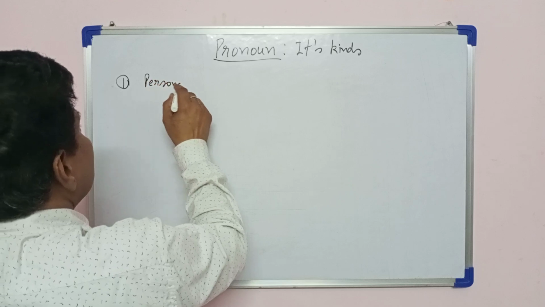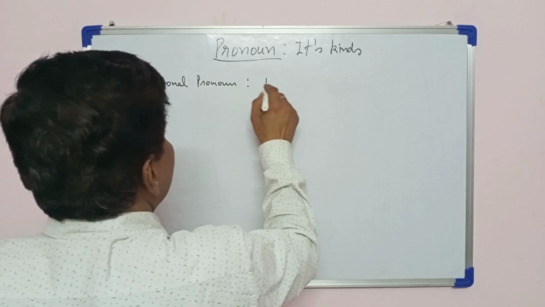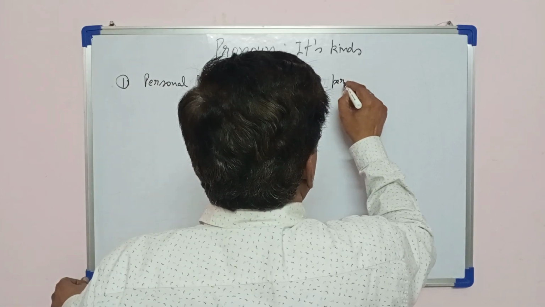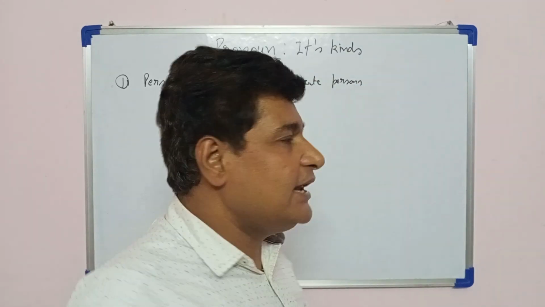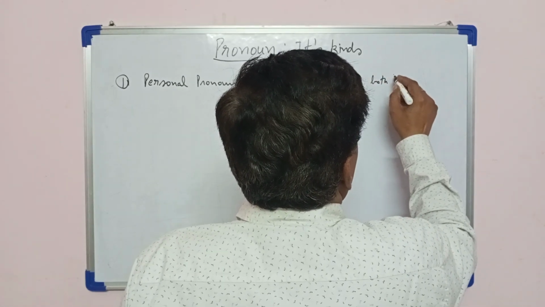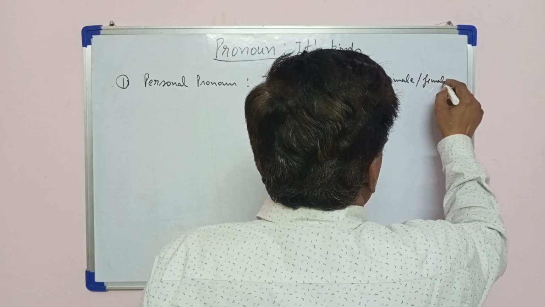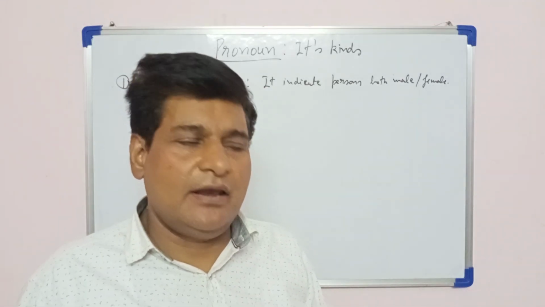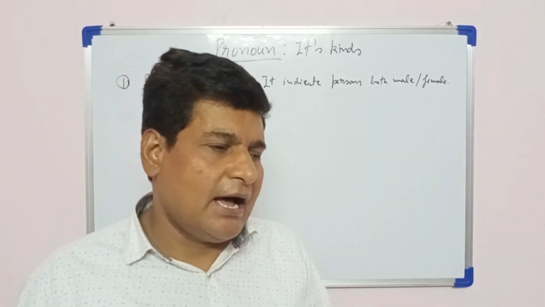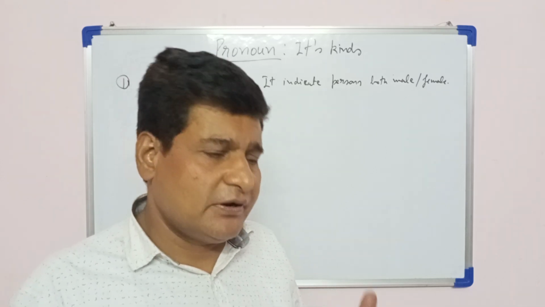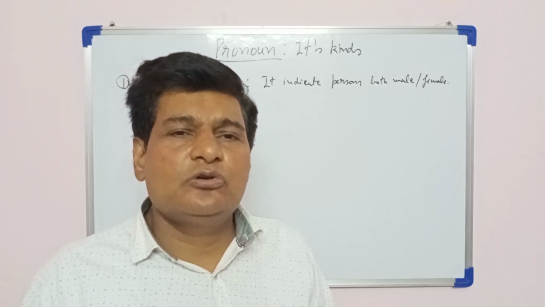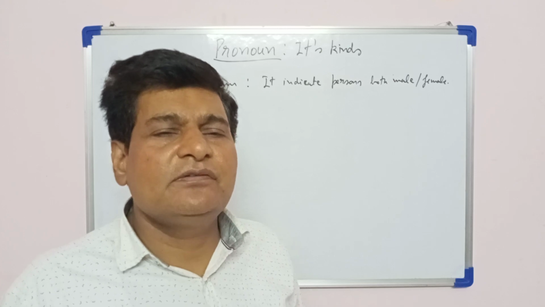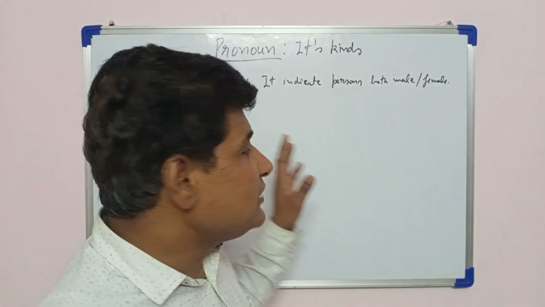Personal pronoun indicates persons, both male and female. Having said that, I want to emphasize here that there is a personal pronoun, it, which is used for things also, lifeless things also. For example, it can be used for a car, a plane, a train, or a toy car. It can also be used for some living beings. So it is a personal pronoun which indicates living as well as non-living things. So this is an exception. Generally, a personal pronoun will refer to persons only.